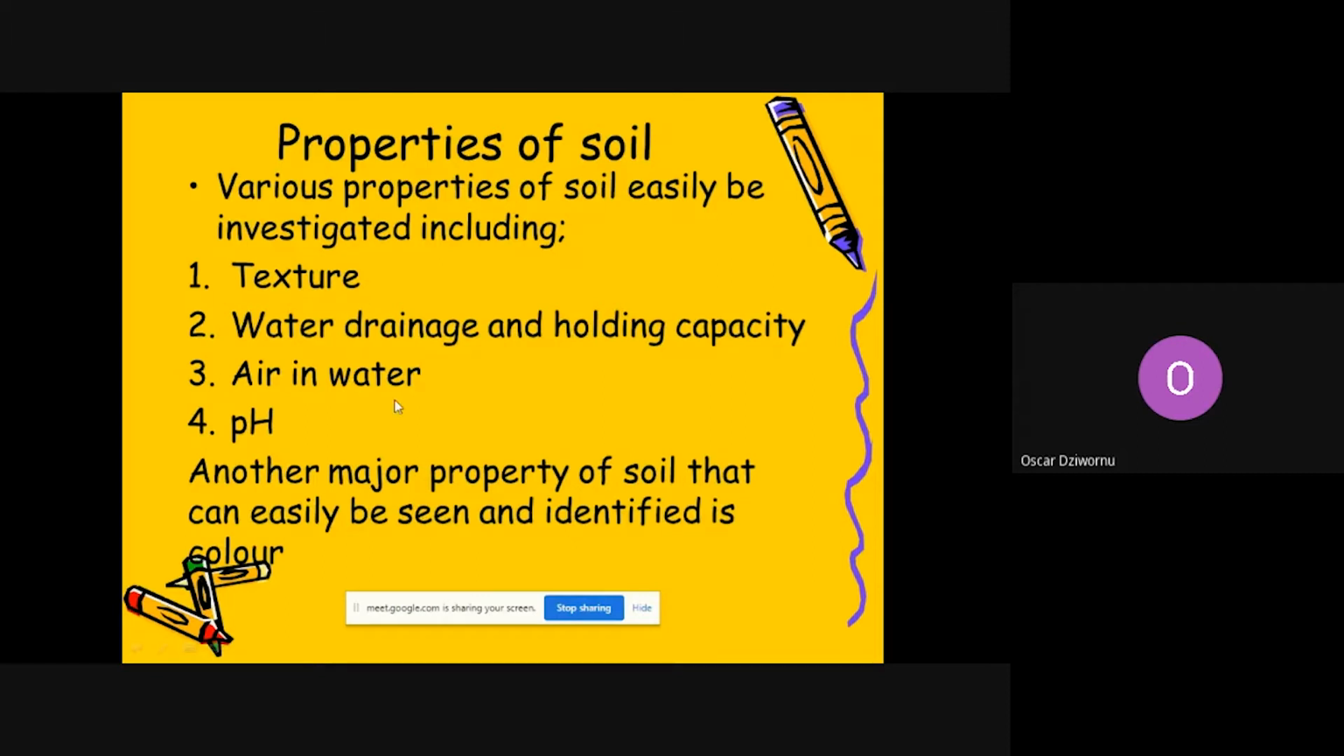I think I saw two of them. And then we also want to look at color. Another major property of soil that can easily be seen and identified is color. And I saw color. So three of them came from the responses you gave. That is very good work. So these are the properties of a soil that can be used to identify that particular soil sample. Any question? Do I have any question, or any of them that you think is not here, that should be here?